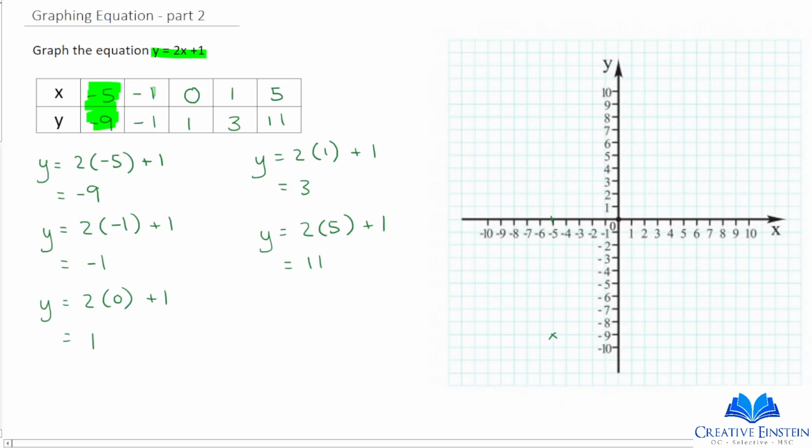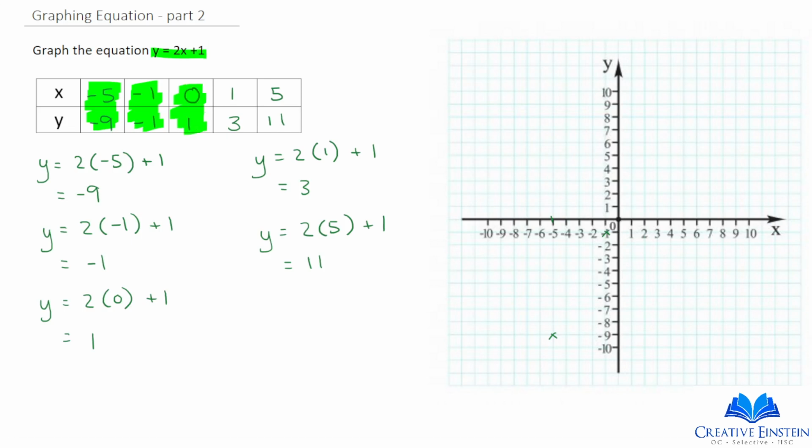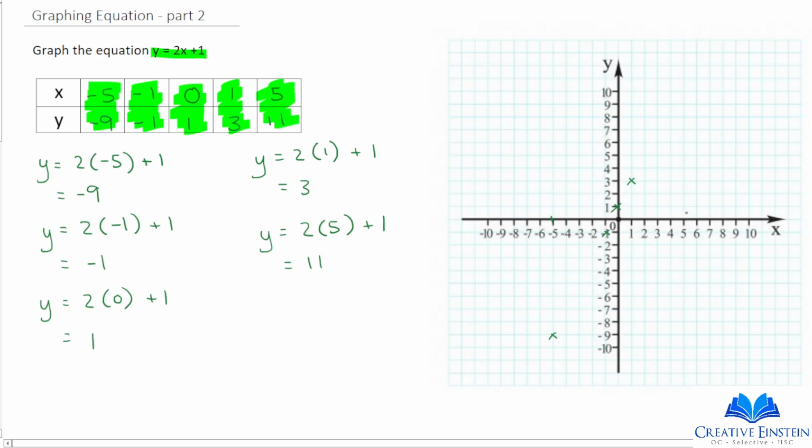Okay, then we have negative 1, negative 1. So there's negative 1 is there. Then 0, 1. So x equals 0, y equals 1, which is right there. 1 and 3, x equals 1, y equals 3. And our last one, 5 and 11. So we've got x equals 5, y equals 11, which will be up here.